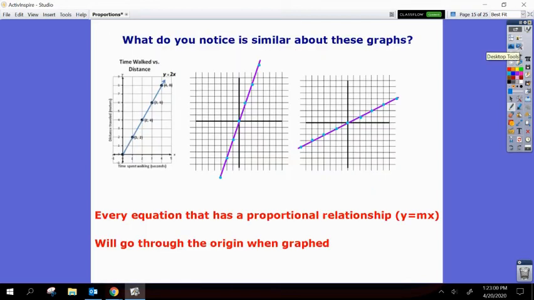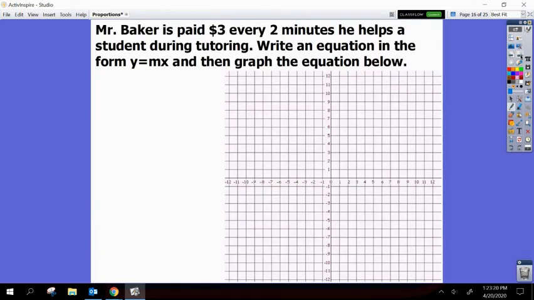Anytime you see these, you'll notice that all of them go through the origin. That's not a coincidence. All proportional relationships have to go through the origin. They have to go through the middle. Otherwise, they're not proportional relationships, y equals mx. So if they don't go through the origin, you can immediately say they're not proportional relationships.